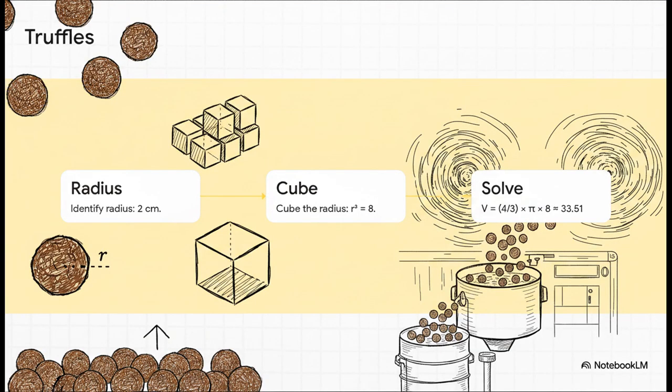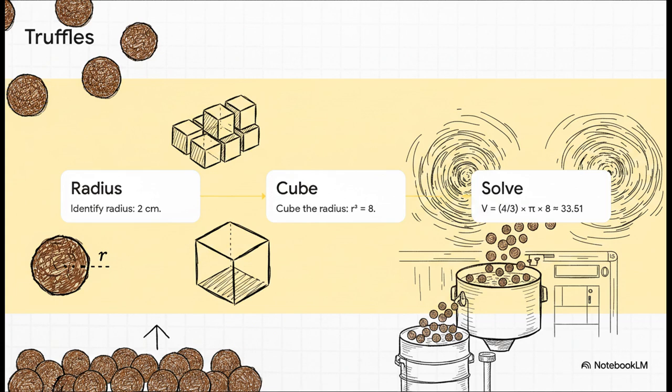All right, let's do one last example, and it's a delicious one. A chocolate company makes sphere-shaped truffles. They tell us the radius is 2 centimeters. Step 1, the radius is clearly 2. Step 2, cube it. 2 times 2 times 2 gives us an r cubed of 8.